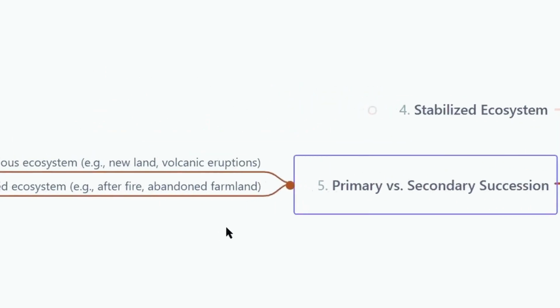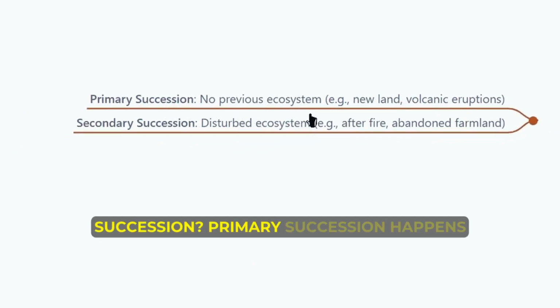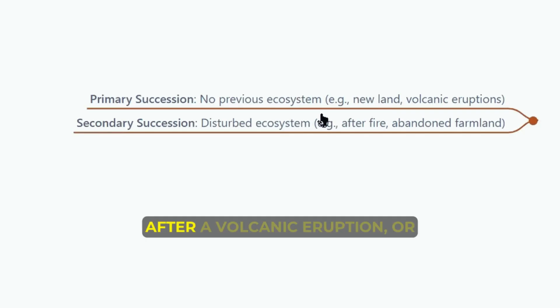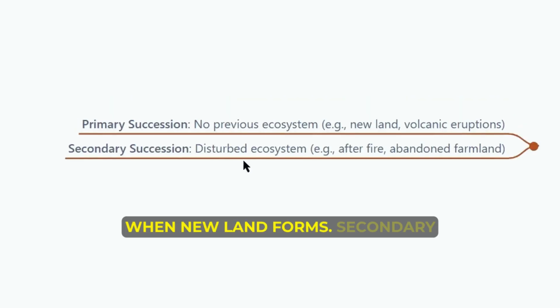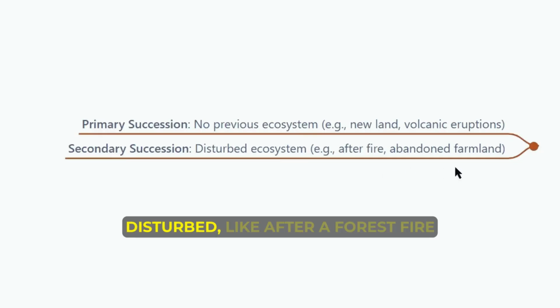Primary versus secondary succession. You might be asking, what's the difference between primary and secondary succession? Primary succession happens in areas where there was nothing before, like after a volcanic eruption or when new land forms. Secondary succession happens when an existing ecosystem is disturbed, like after a forest fire or farming land is abandoned.